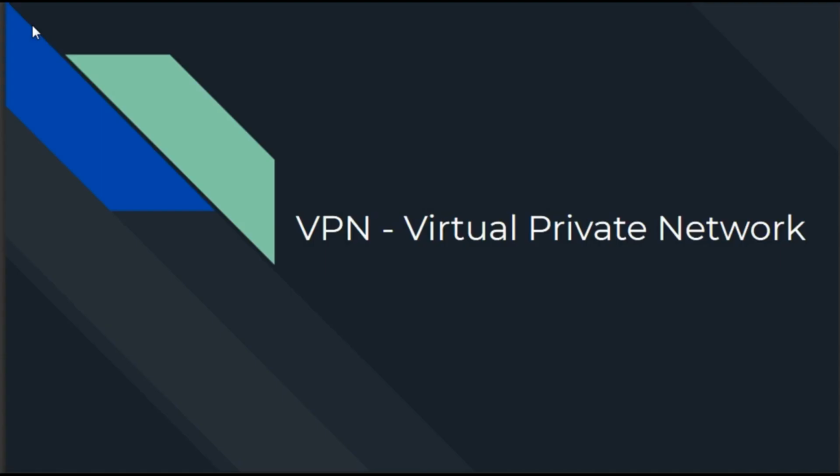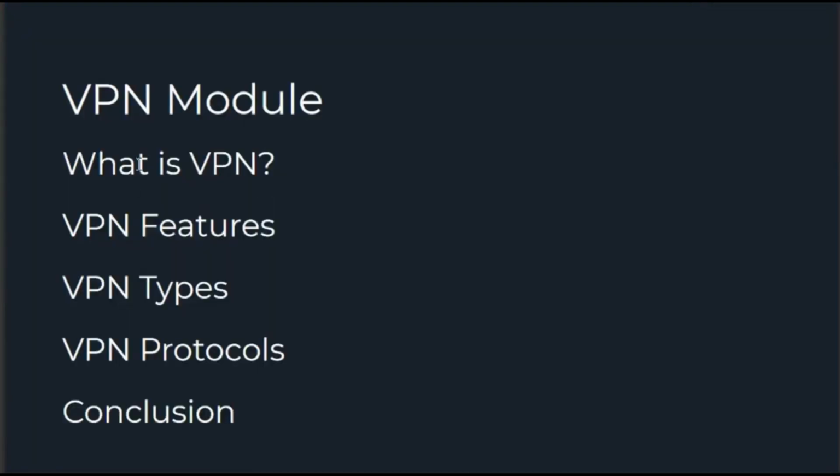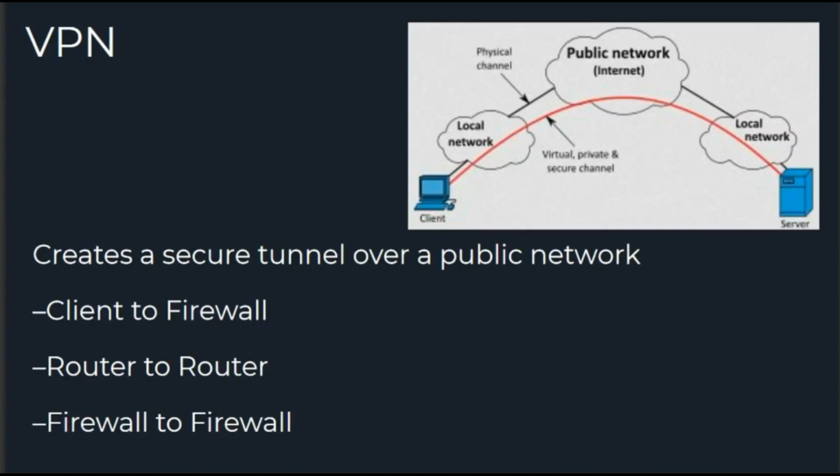Now let's talk about the most important topic, VPN, virtual private network. In this module we are going to learn what VPN is, VPN features, VPN types, VPN protocols, and conclusion. Let's start with what is VPN. VPN, a virtual private network, helps by establishing a secure connection over an insecure network such as the internet. This is a great alternative to a private WAN connection since internet access is usually cheaper and it's available pretty much everywhere.